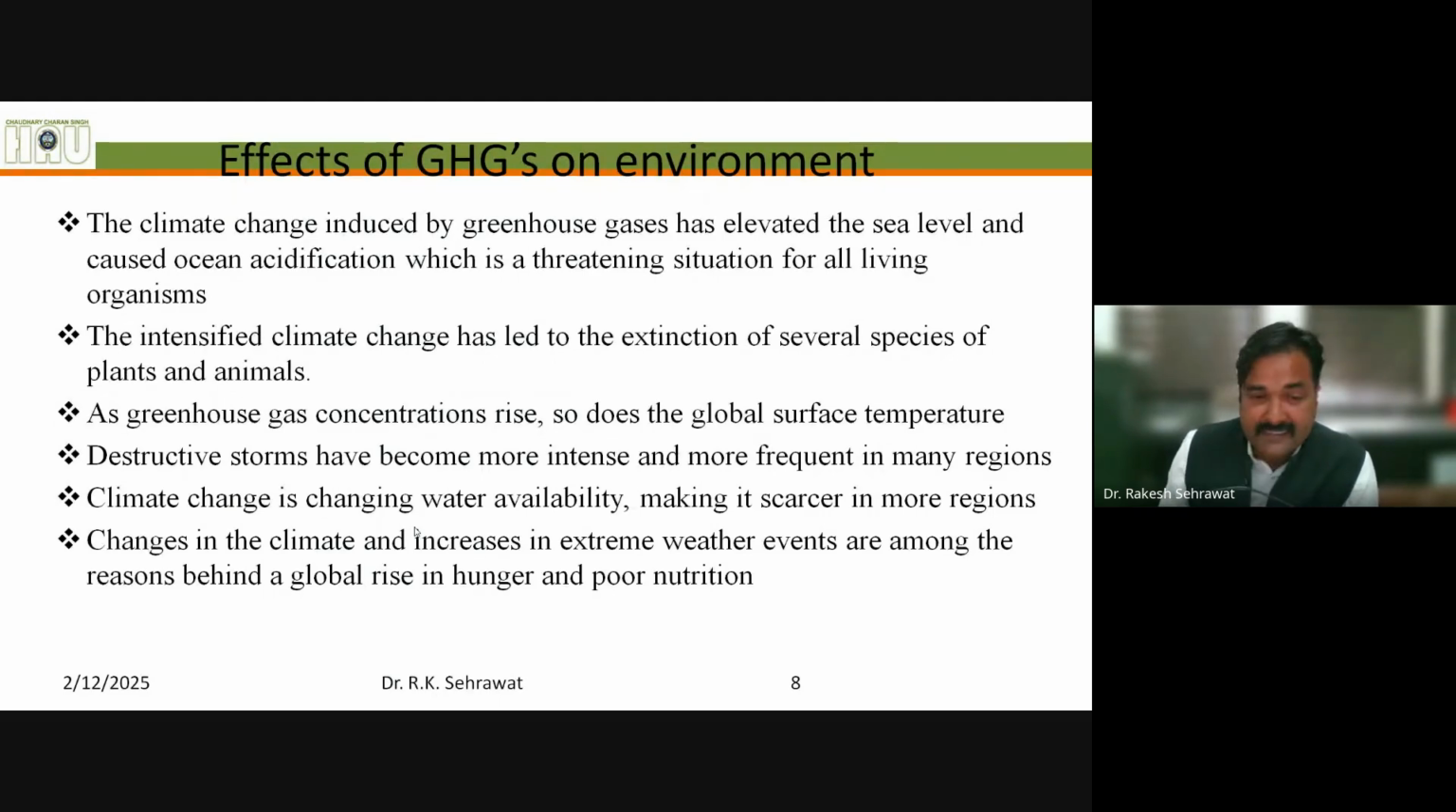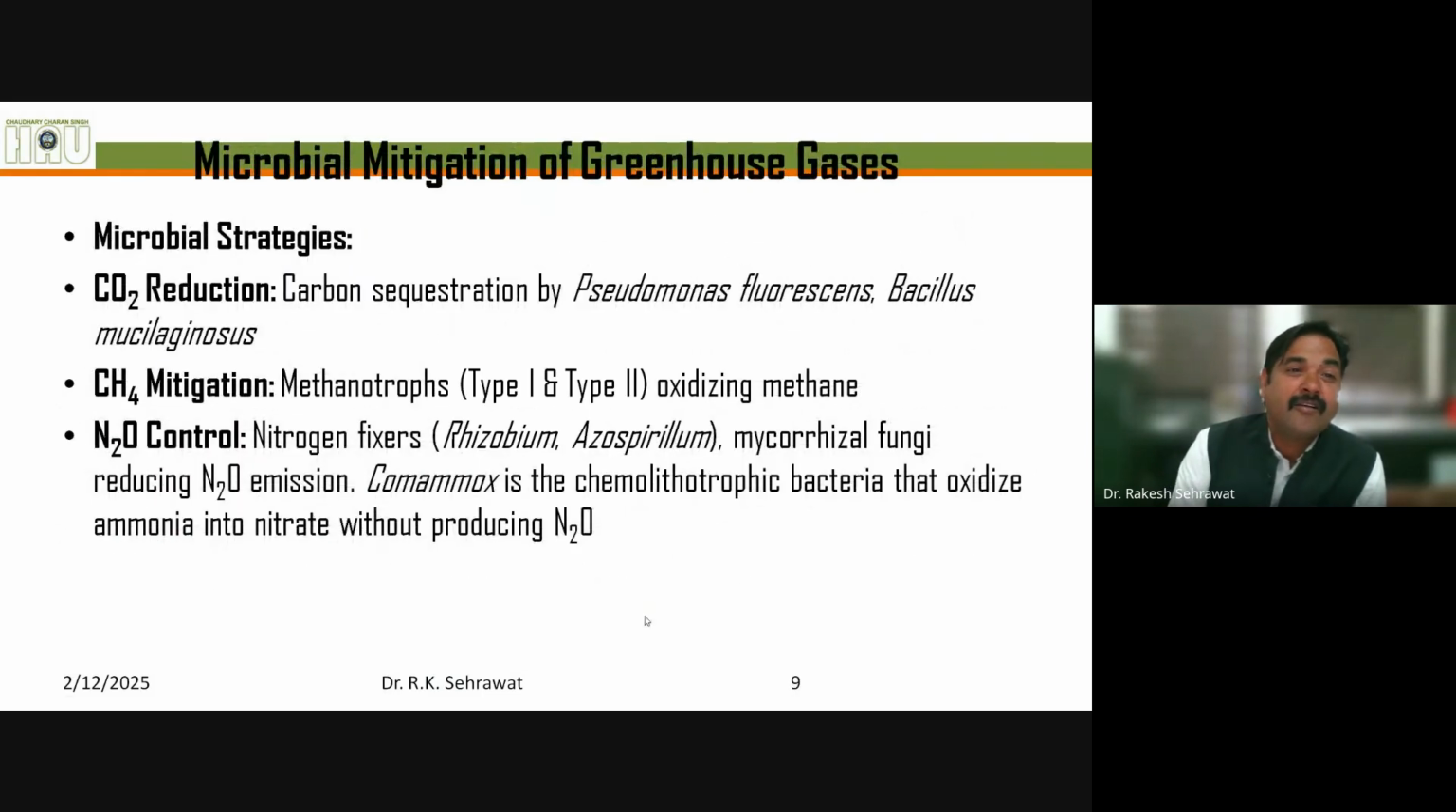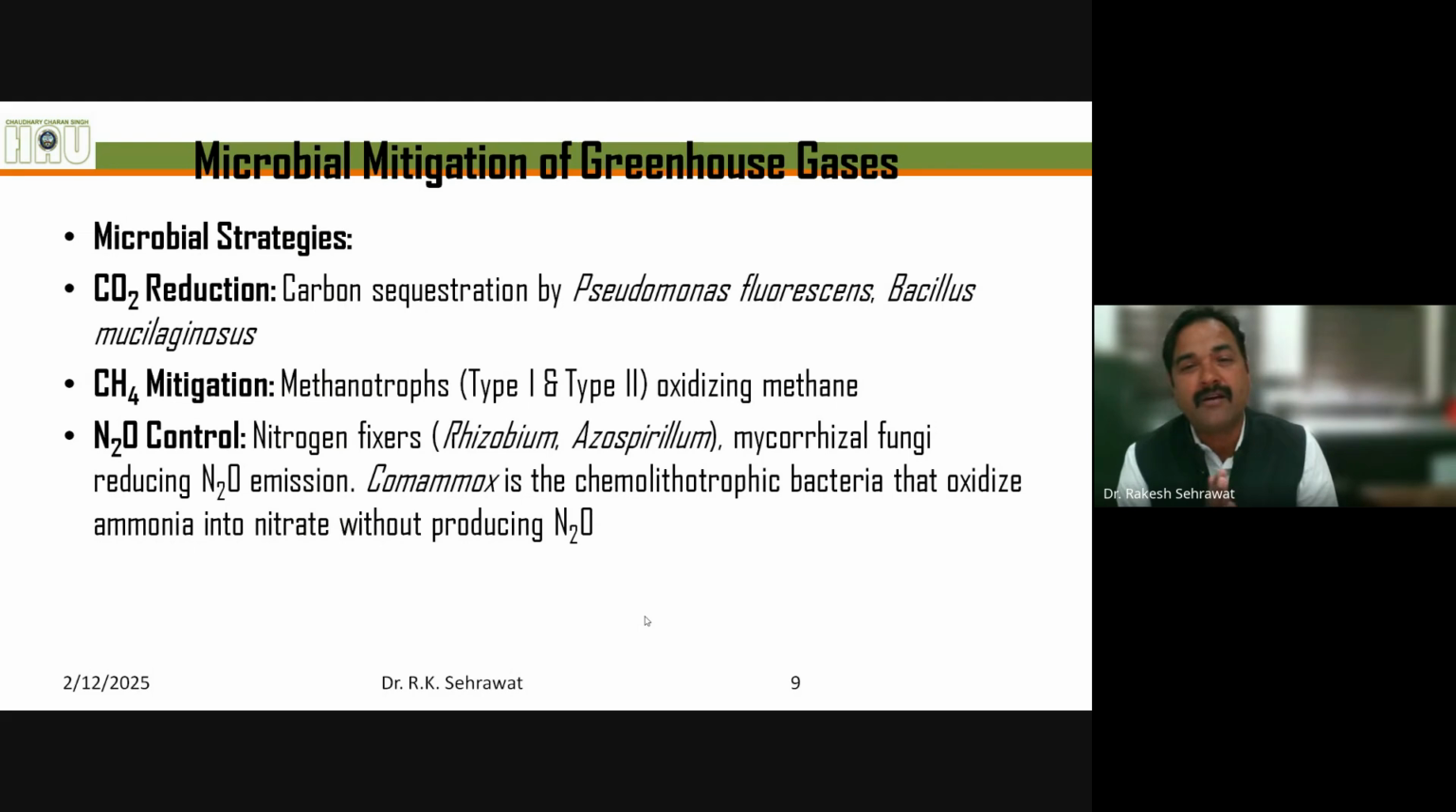So the changes in the climate and the increase in extreme weather events are among the reasons why there is a global rise in hunger and poor nutrition. And as per sustainable agriculture, we have to meet this hunger and poor nutrition, which is our main aim, you can say, maintaining the economy and the environment side by side. So if we take the example of the microbial mitigation of the greenhouse gases.